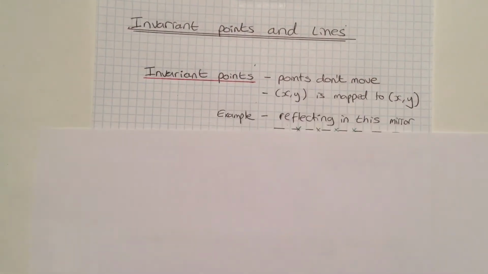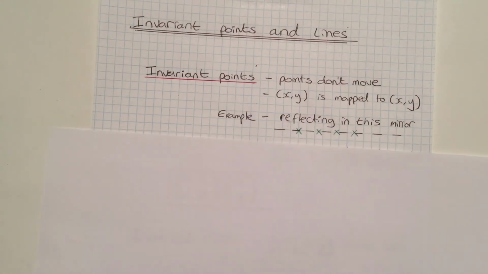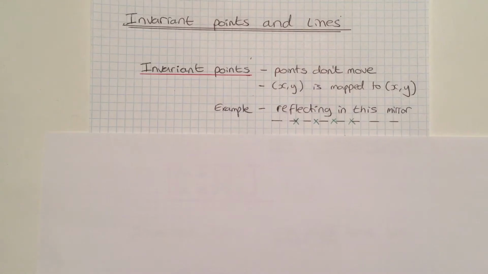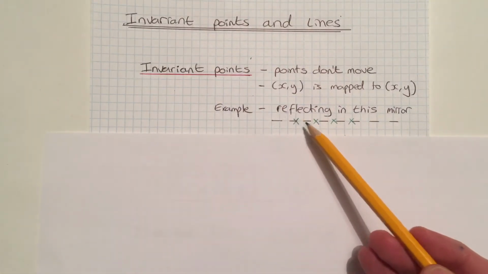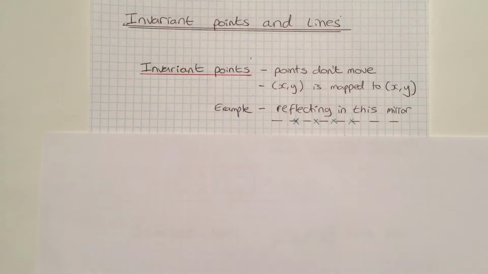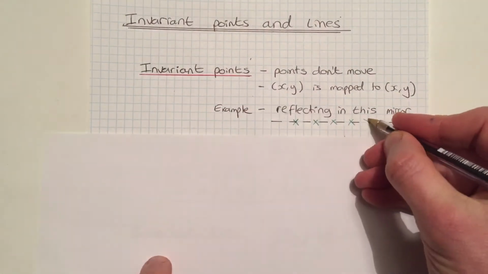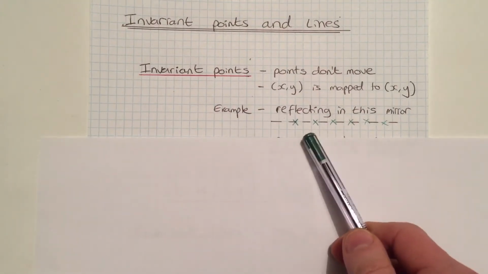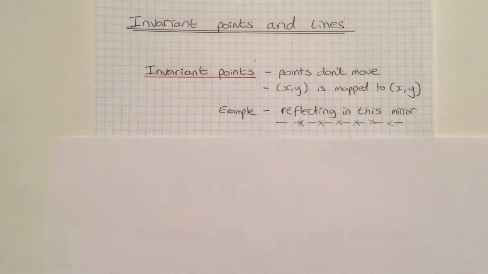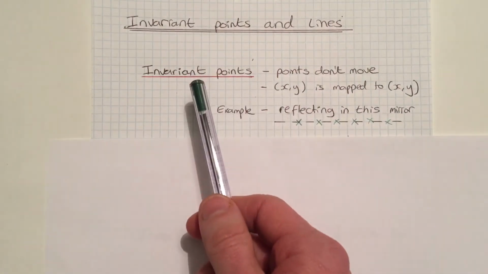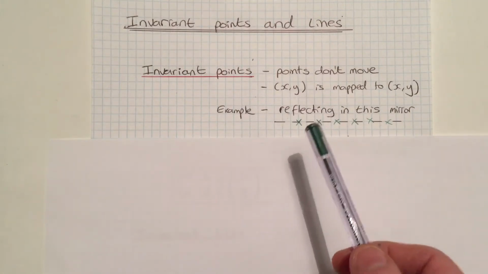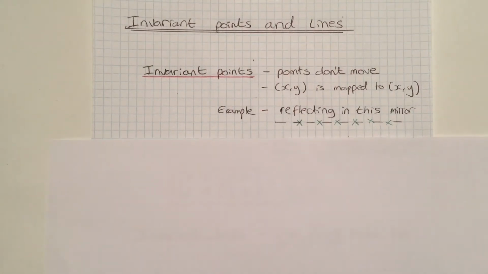So an example of this would be if I had to reflect in a mirror line, the points that are on the mirror, so for example this point here, this point here, this point here, or any of the points on this mirror line, in fact, any of those points would be invariant, they wouldn't move. So that's what we mean when we talk about invariant points. When I do a transformation, when I do a reflection, for example, these are the points that don't move.